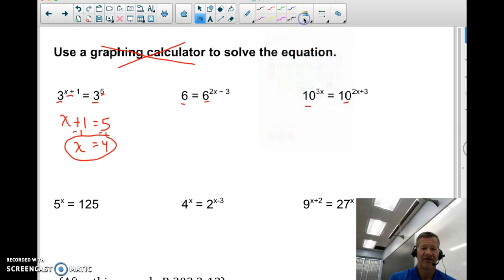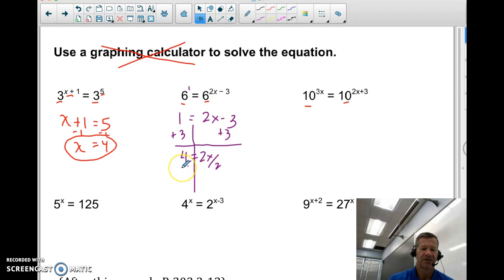Well, in this second problem, they both have a base of 6. Now, what power is on 6 here? Remember, if there's nothing there, that's 6 to the first power. So if the bases are the same, then the exponents must be equal. 1 must equal 2x minus 3. Here's our equal sign. Solve this by adding 3 to both sides. So that gives me 4 is equal to 2x, and then divide both sides by 2. So we get x equals 2 in this case. If I substitute 2 back in, 2 times 2 is 4, 4 minus 3 is 1, so they'll both be 1 in that case.